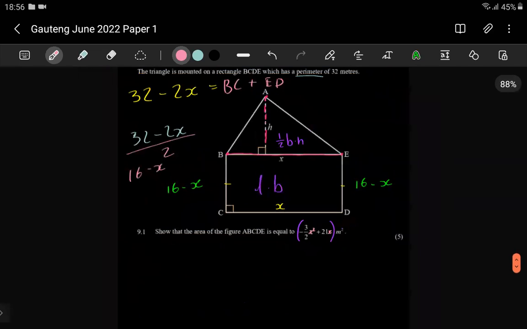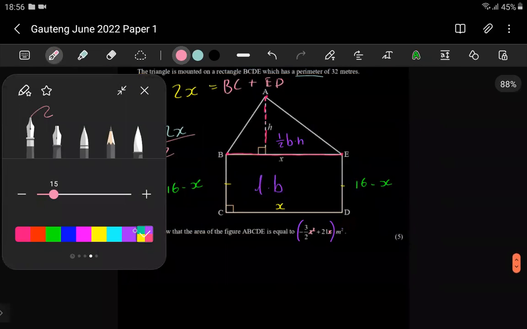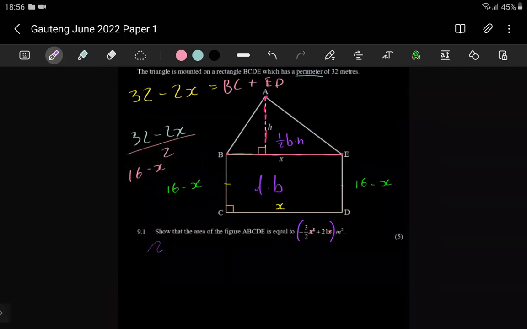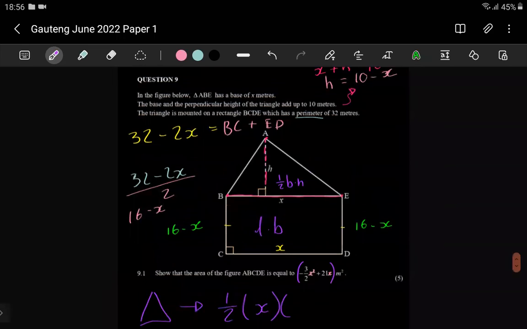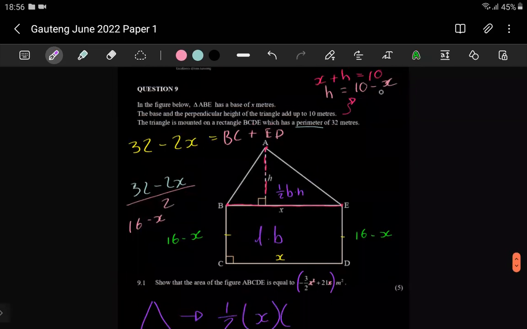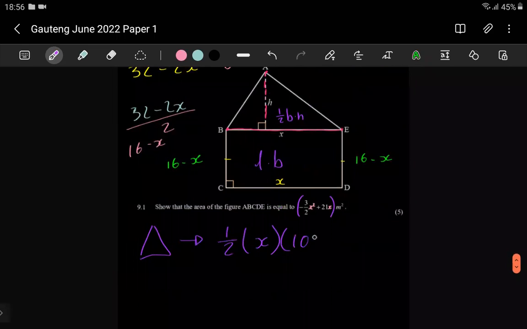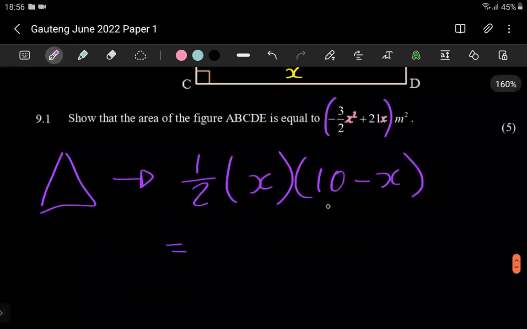So in terms of getting the area of our shape, we already know that we have to get the area of the triangle, which is just going to be a half multiplied by the base multiplied by the perpendicular height, 10 minus x. And we just have to leave it as an expression. This is just a half x, and then here 10 minus x, right?